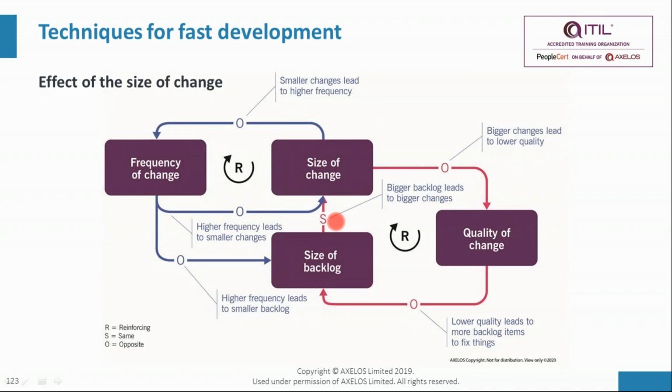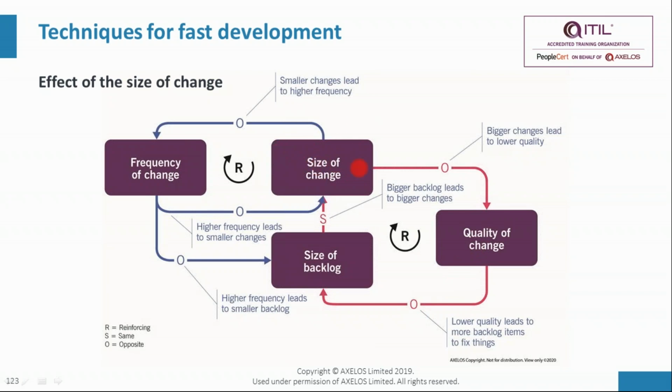And if the backlog is bigger, then we may have to do bigger changes to consume that backlog. Therefore, the change will be bigger. And once the change is big, the quality will be lowered. And lower quality means more backlog, meaning defects also add to the backlog items.